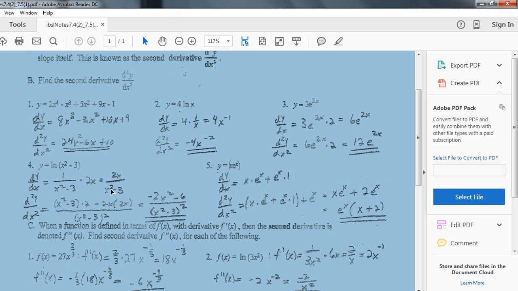So now we have a case of quotient rule. If we're going to do the second derivative, I now have a quotient rule process to go through. So we're doing the bottom term times the derivative of the top, minus the top times the derivative of the bottom, over the bottom squared.